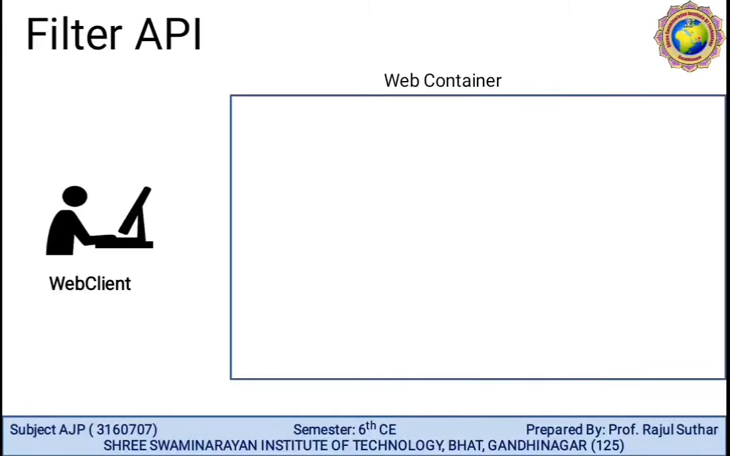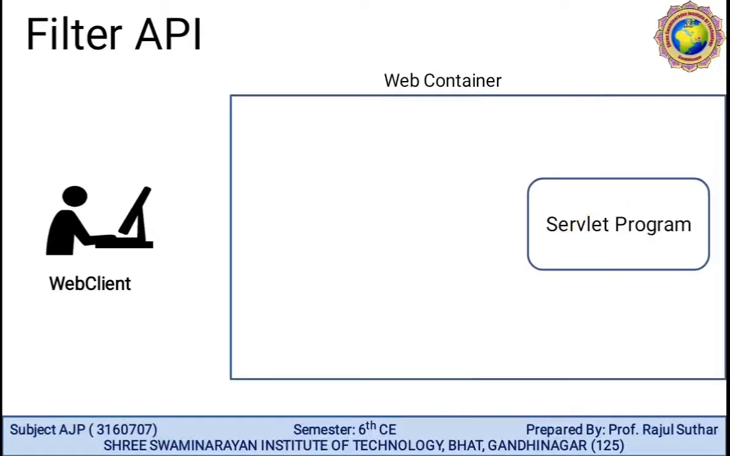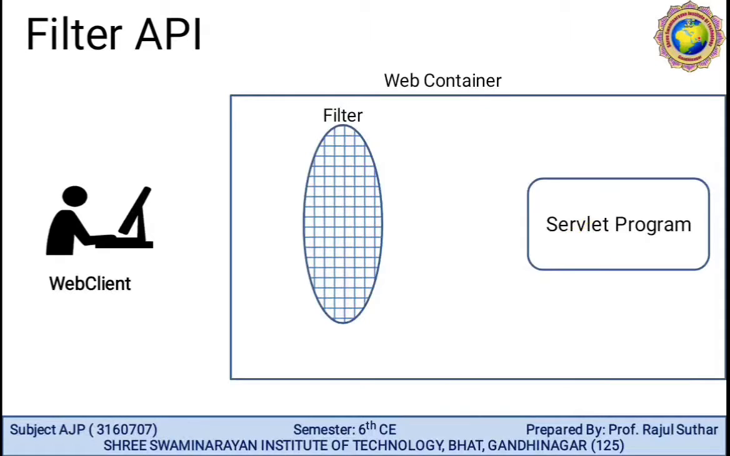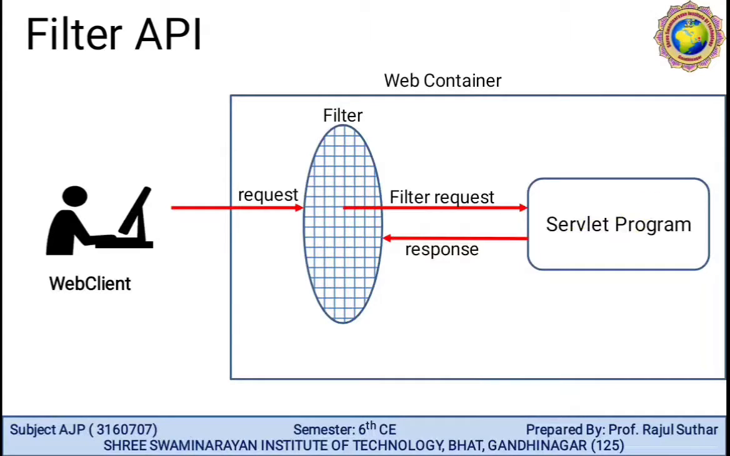First of all, this is the web client and web container, and this is a servlet program. So the filter works like this. Whenever the web client makes a request, it passes through the filter, and the filtered request is sent to the servlet program. And the response goes the same way: first the servlet program responds to the filter, and then the filter responds to the web client.